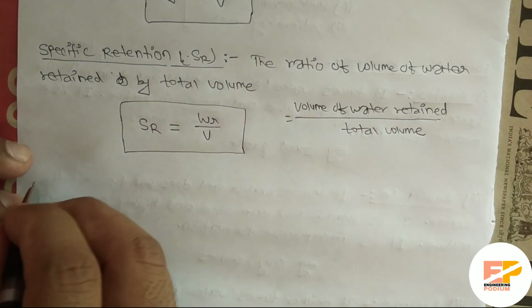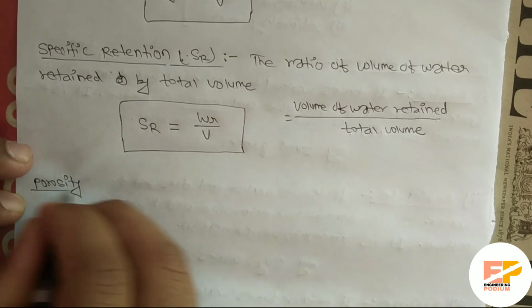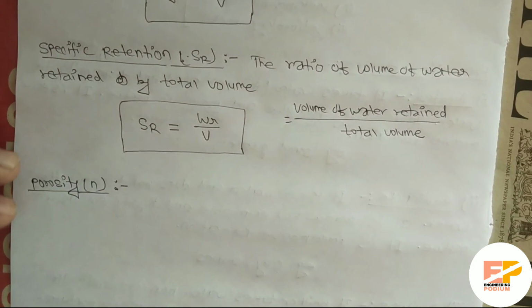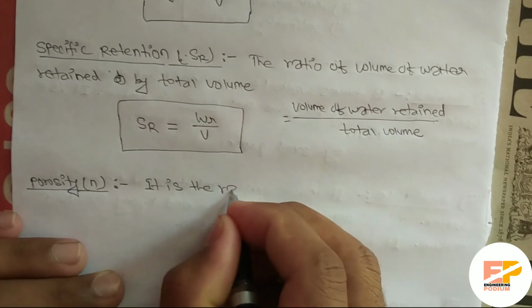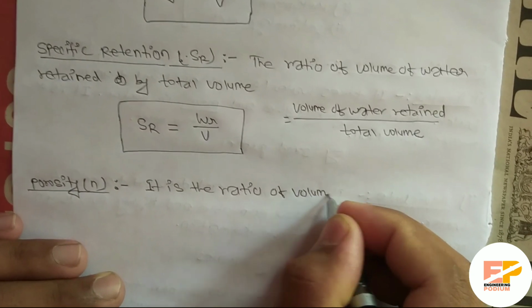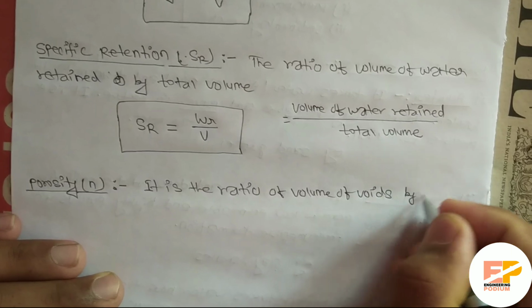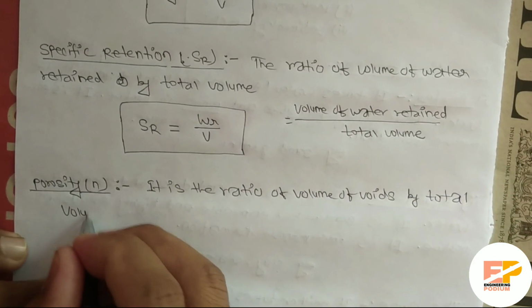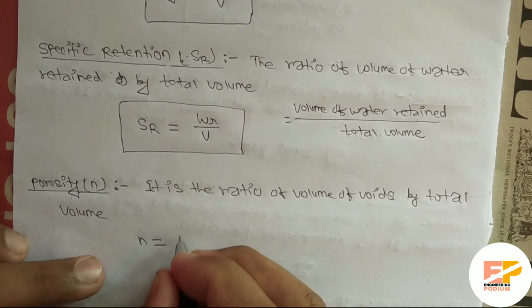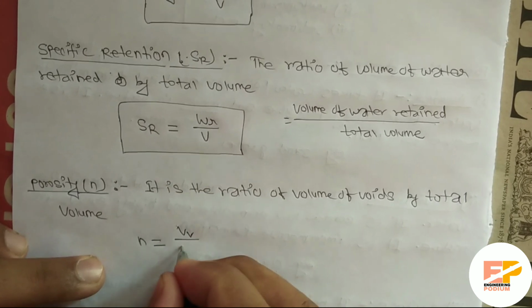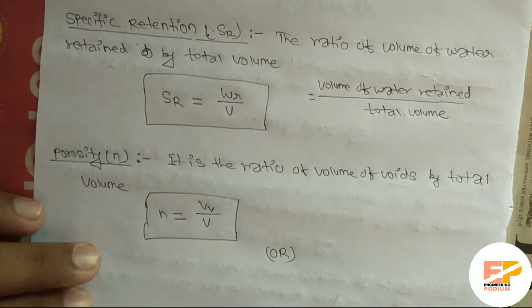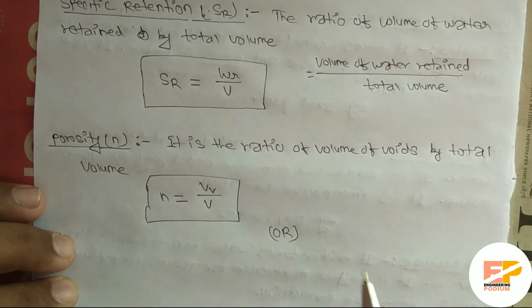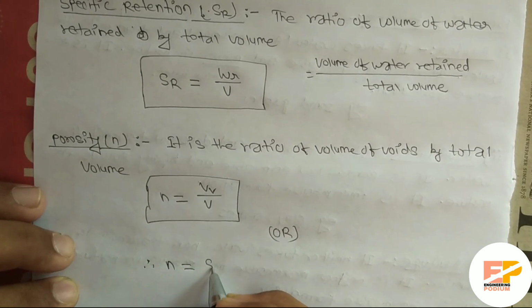Now moving on to the next and last, that is porosity, denoted by N. Porosity is the ratio of the volume of voids divided by total volume. So porosity is denoted by small v divided by V. This is the formula of the porosity. You can define porosity as a combination of specific retention and specific yield. Therefore porosity N is equal to SY plus SR, specific yield plus specific retention.